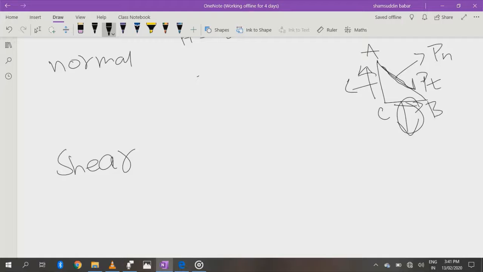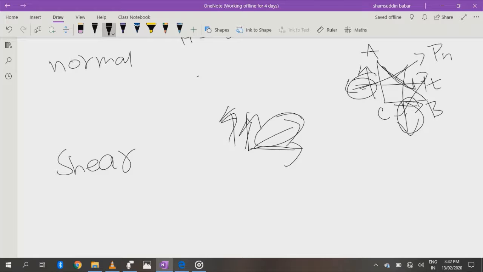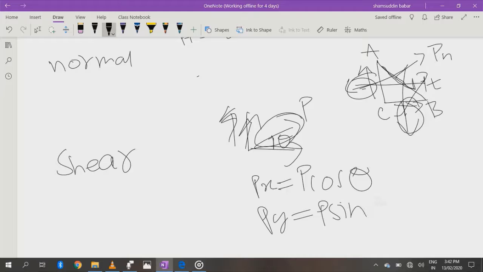this force, all of these forces will have components in normal as well as components in shear. For example, one force definitely has components in the x-axis and y-axis like this. To find the components, if this is P, my x component Px will be P cos theta if this is theta, and the Py component will be P sin theta.